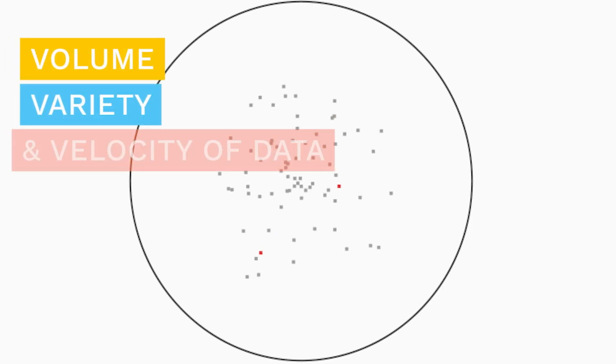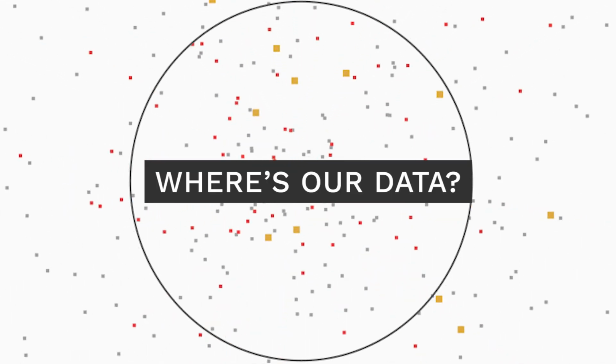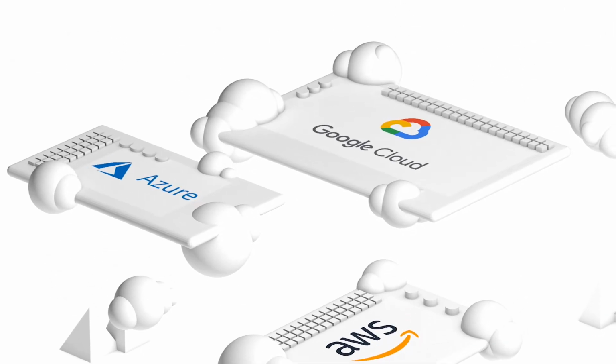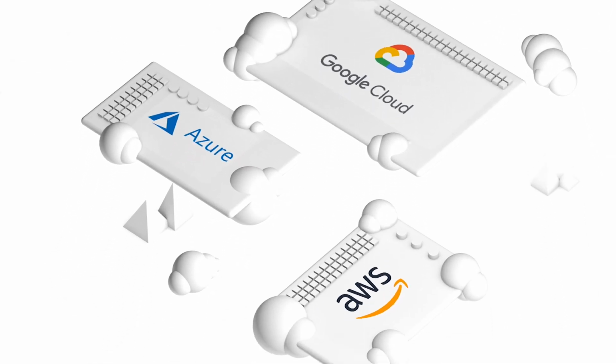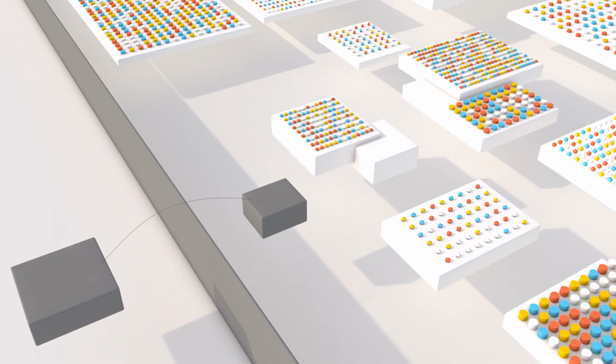The volume, variety and velocity of data is overwhelming, making the seemingly simple question of where's our data deceptively hard to answer. Nowhere is the problem felt more deeply than in the public cloud. Its dynamic nature means a lack of constant visibility that can result in not just a misconfigured data store, but entire environments existing outside even basic security controls.